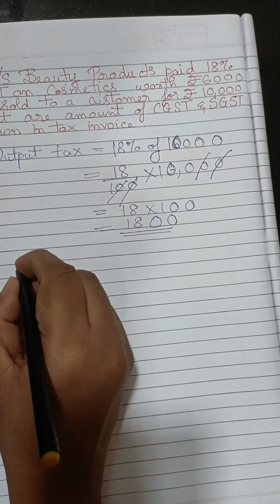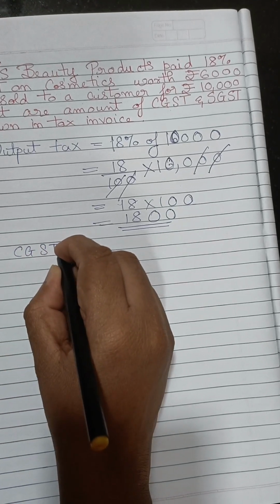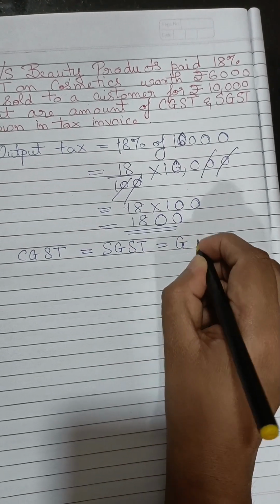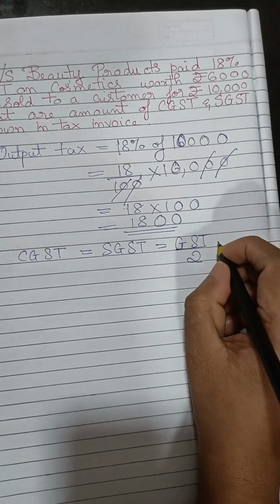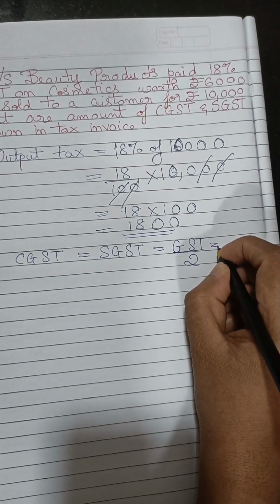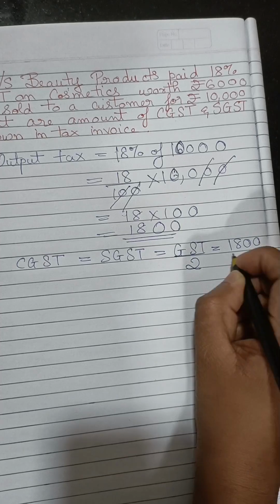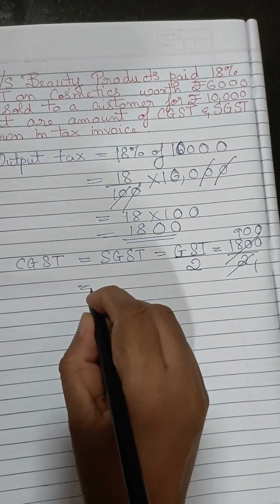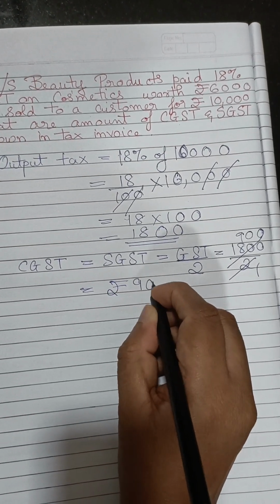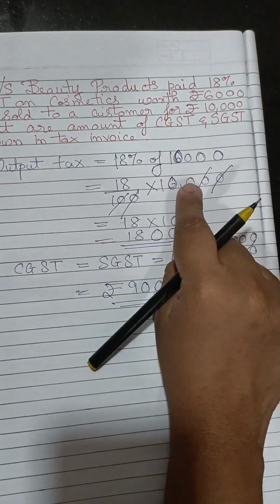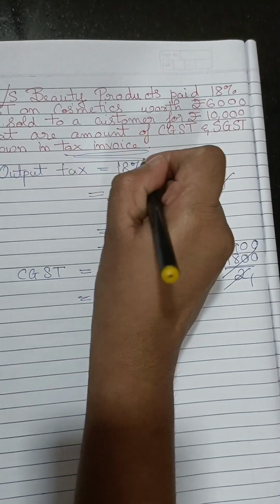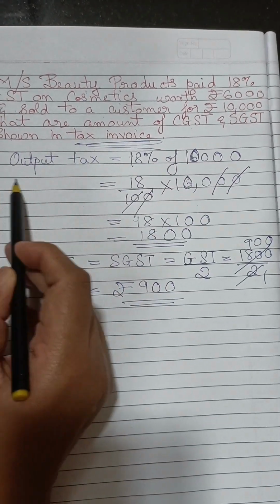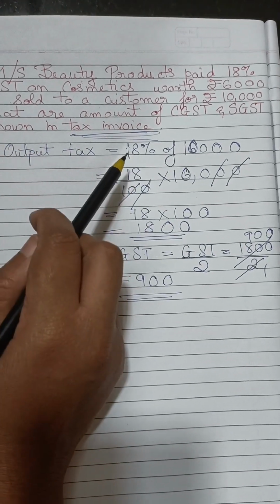Now they have asked you CGST is equal to SGST is equal to GST upon 2. So we are going to write 1800 upon 2, 1s are, 9s are, 00. So your answer is rupees 900 for the tax invoice, because the tax invoice is given when we sell it. We sell a product. So that is why we are just taking the output value and not the input value.